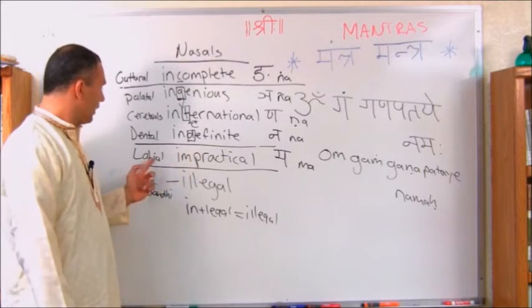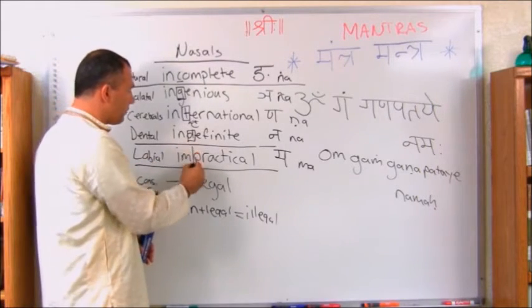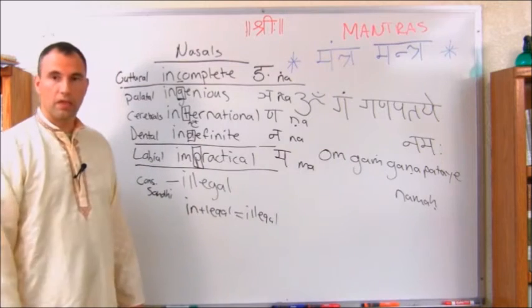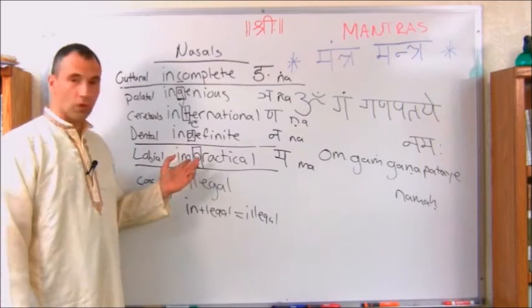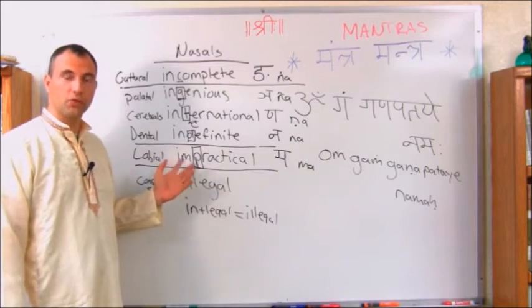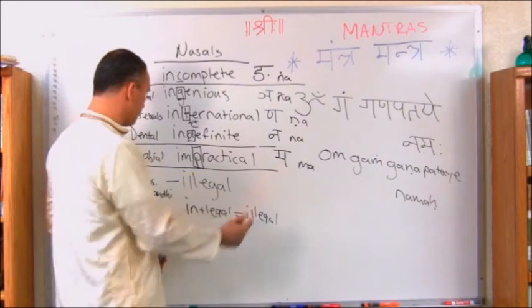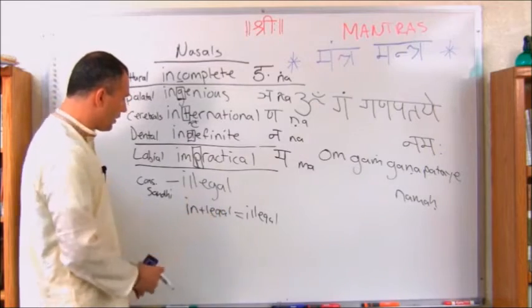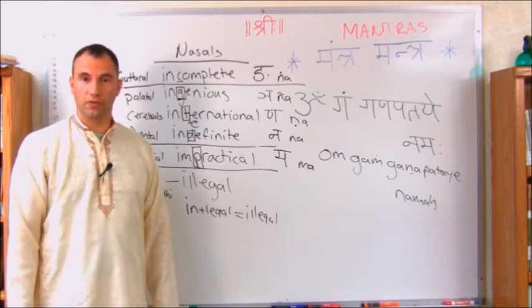Okay? And when the following letter is a labial, like p, improbable or impractical, and this is the labial. The nasal becomes the labial nasal, which is ma. Okay? And even in cases like illegal, there is vowel sandhi.